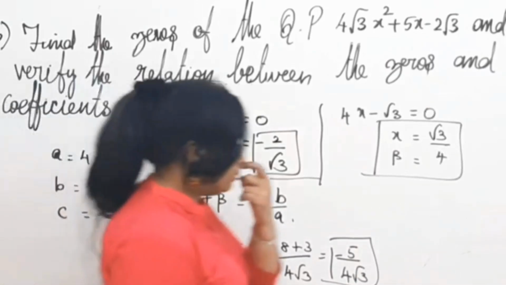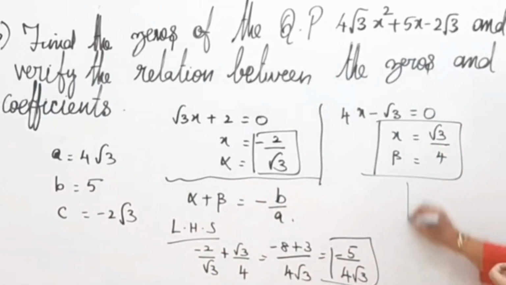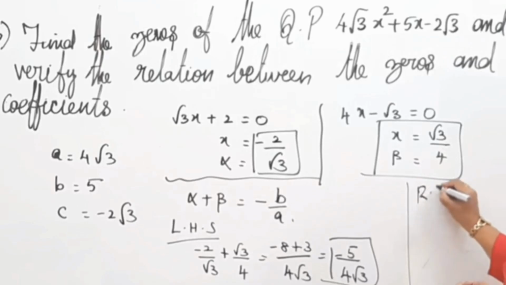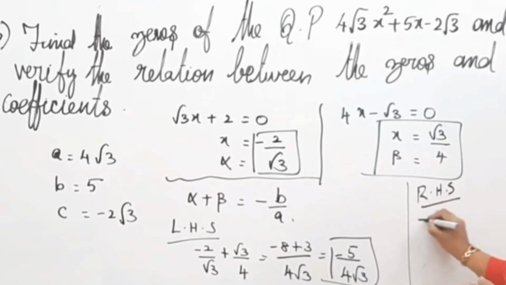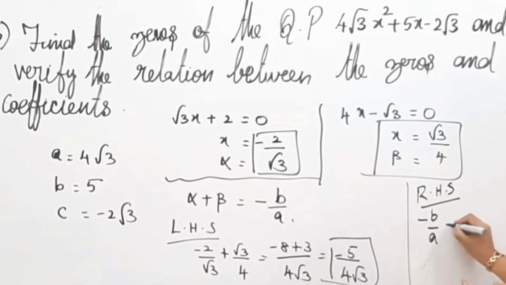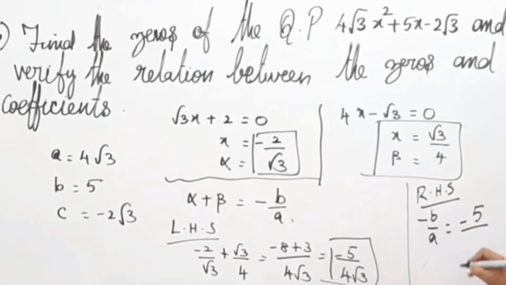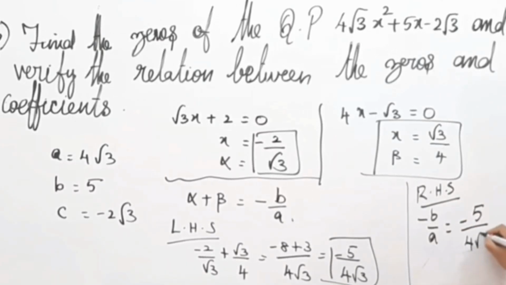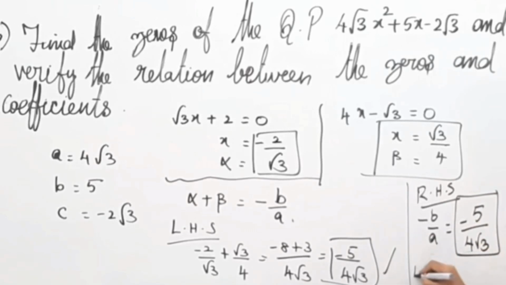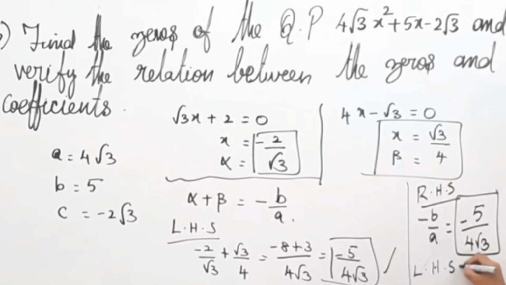Now I have to get my RHS, which is minus b by a. That is, b is minus 5, a is 4 root 3. So I got my RHS is also the same. So LHS is equal to RHS. That means my first relation is verified.